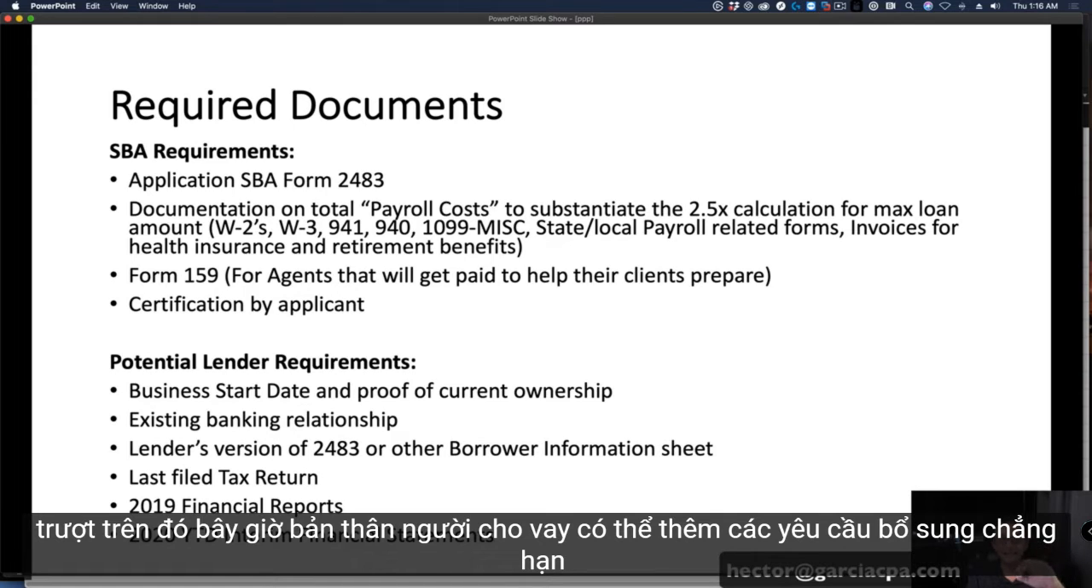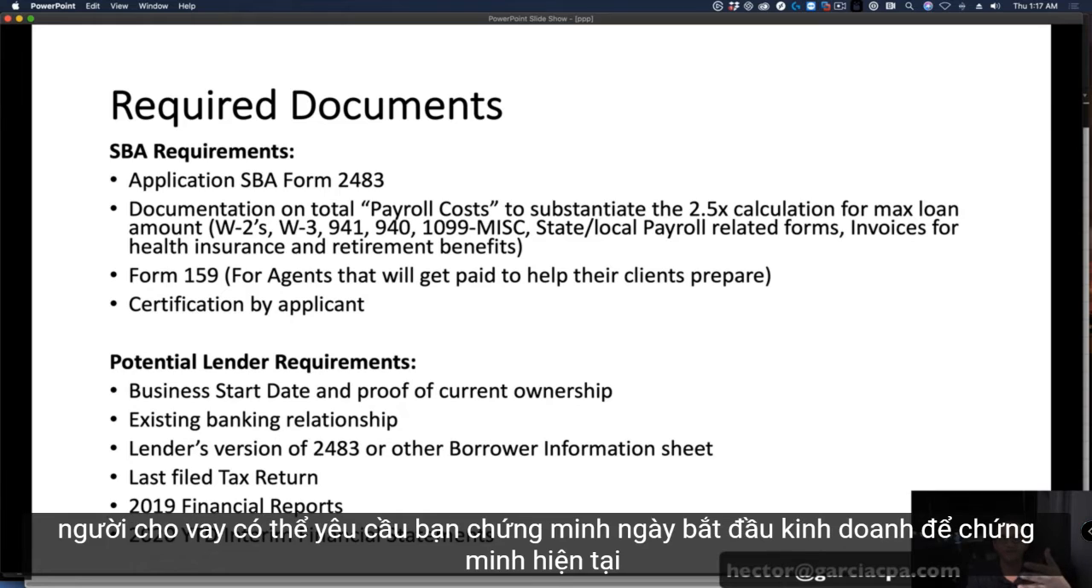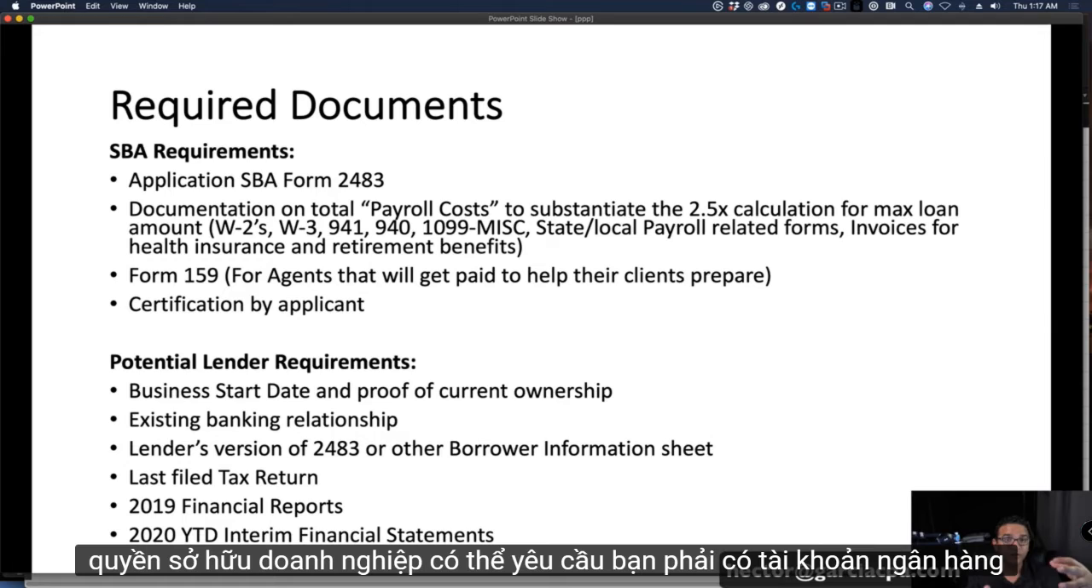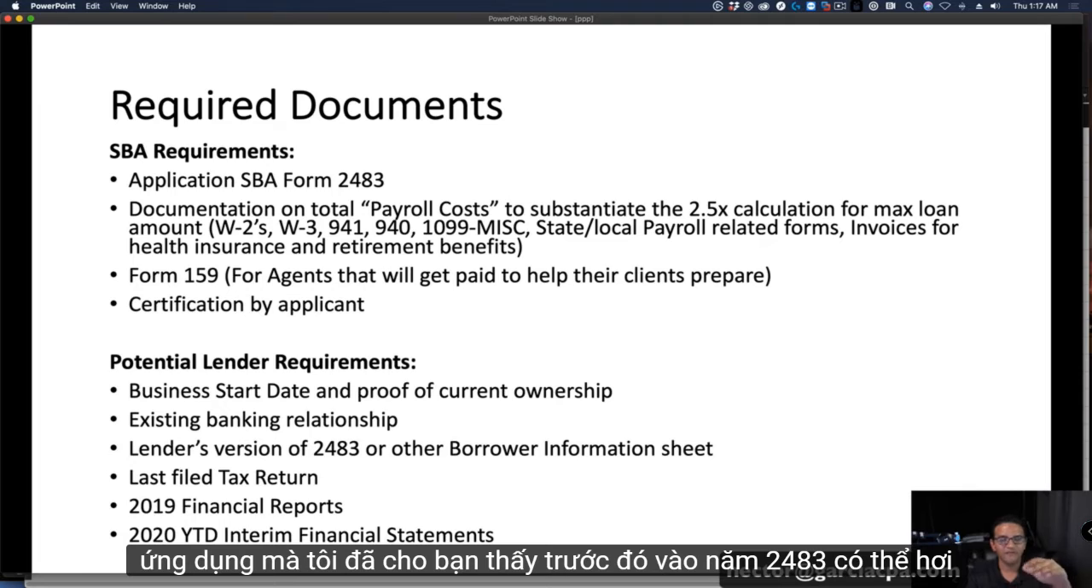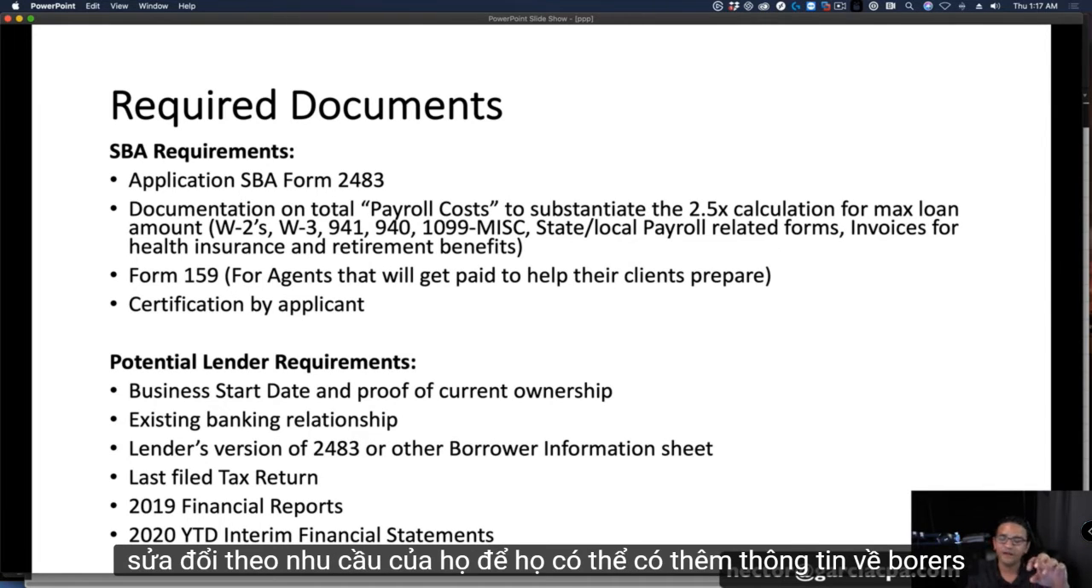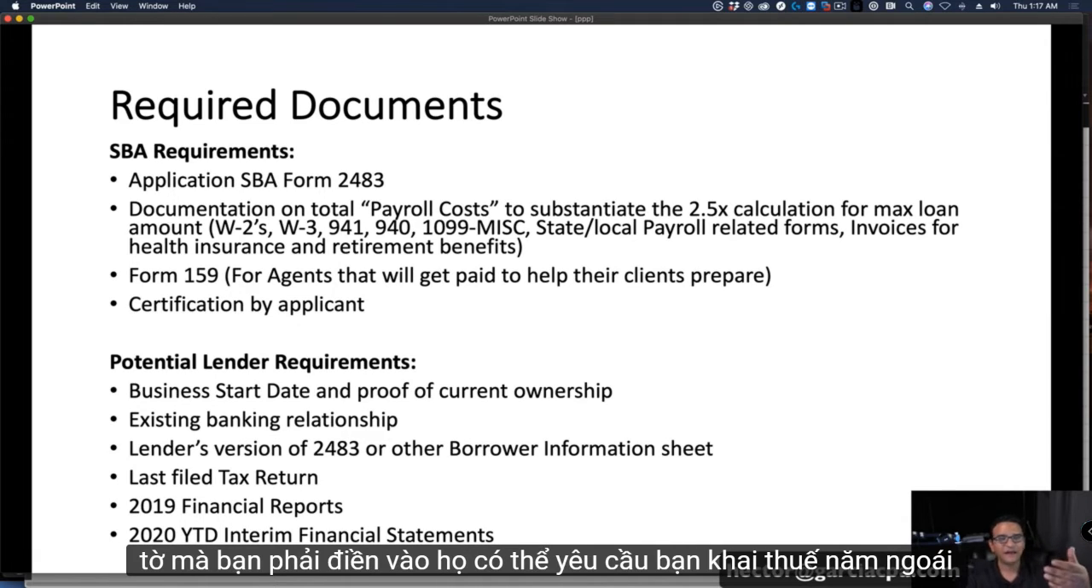Now, the lender itself can add additional requirements. For example, the lender could ask you to prove the business start date, to prove the current ownership of the business. It might require you to have a bank account with that bank prior to the lending process. They might ask for their own version of the application that I showed you earlier, the 2483, that might be slightly modified to their needs, or they might have an additional borrower's information sheet that you have to fill out. They might ask you for last year's tax return.